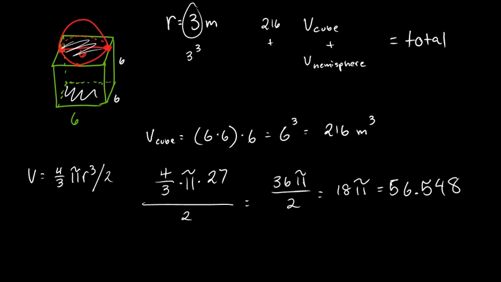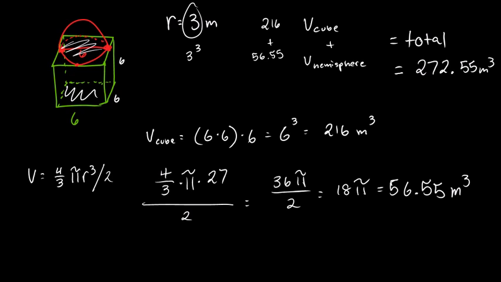If I were to say to round to the nearest hundredth, I would round that 8 up, and that would be 55 meters cubed, since this is a volume. So I'm going to be adding 216 to that, so 56.55. And so your total is then going to be 272.55 meters cubed.